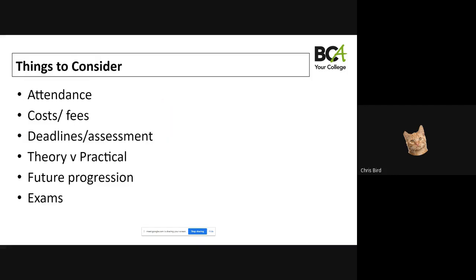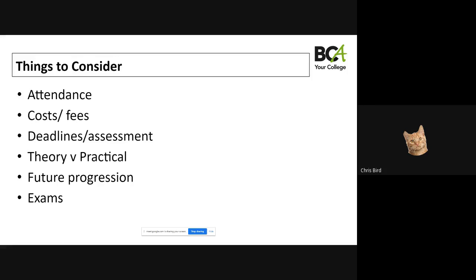And that is the course itself. So things to consider. Think about attendance. Obviously, attendance is important. It is a full-time course, so you will need to attend all those 3 days. There's things like your costs. So you will have to buy textbooks. You will have to pay to get to and from work experience, and there's the cost of transport as well.